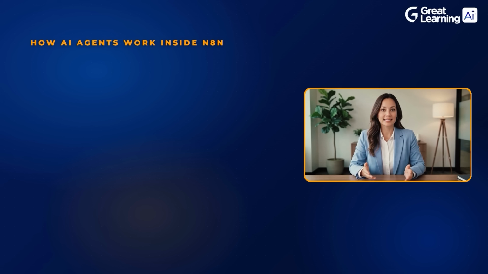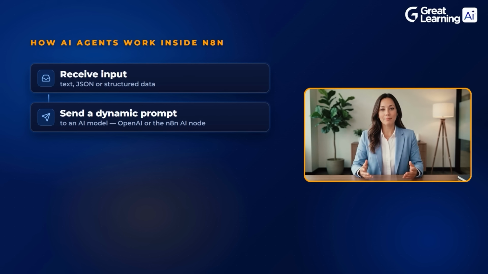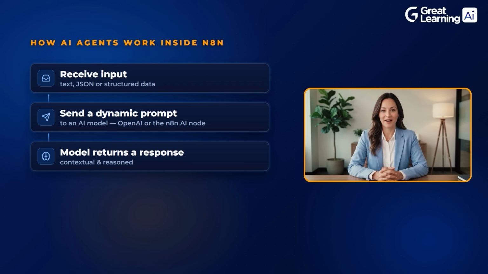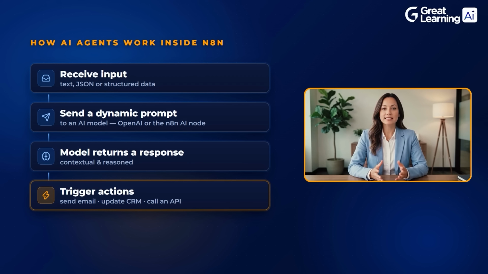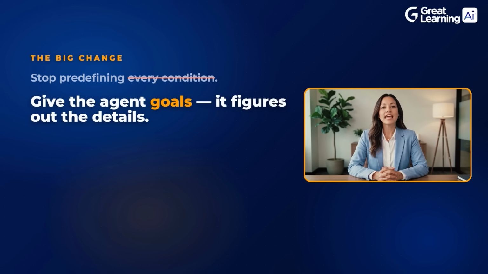Here's how they work inside n8n. The agent receives input like text, JSON, or structured data. It sends a dynamic prompt to an AI model, such as OpenAI or the n8n AI node. The model returns a contextual response. Based on that response, an agent can trigger actions like sending an email, updating a CRM, or calling another API. So instead of manually predefining every condition, you give the agent goals and it figures out the details.